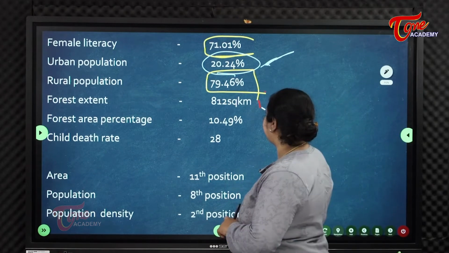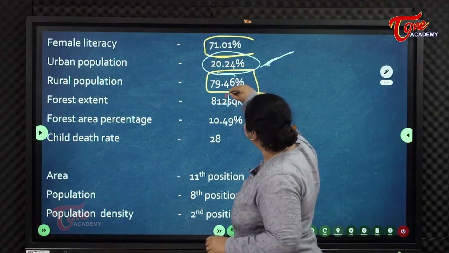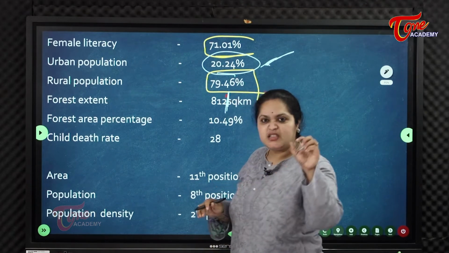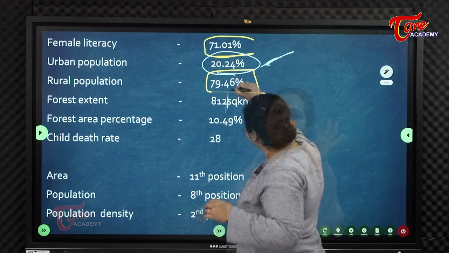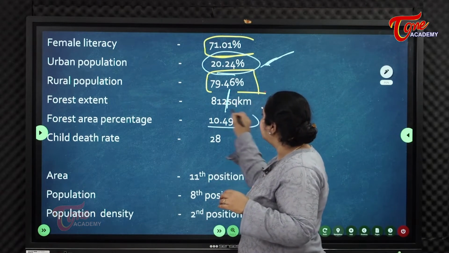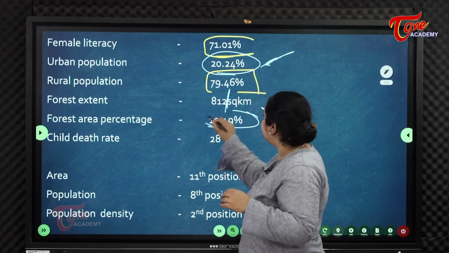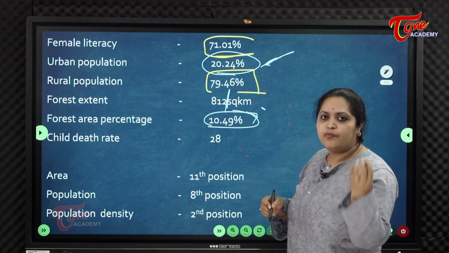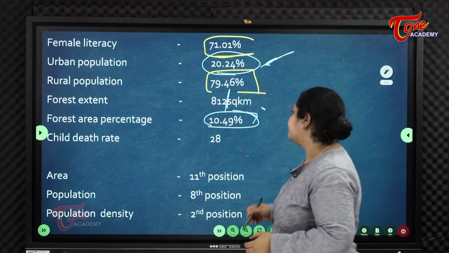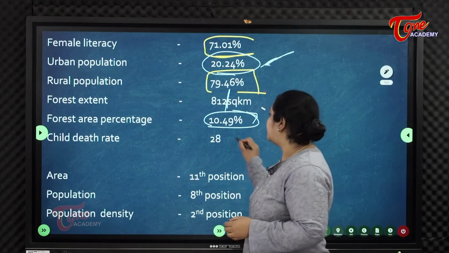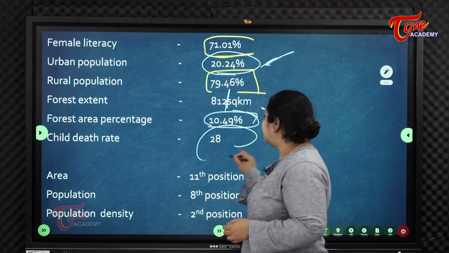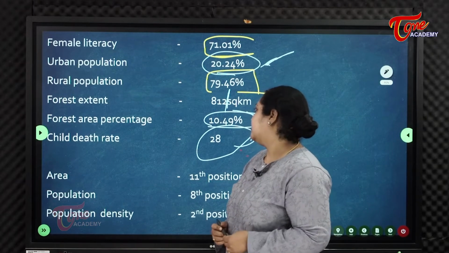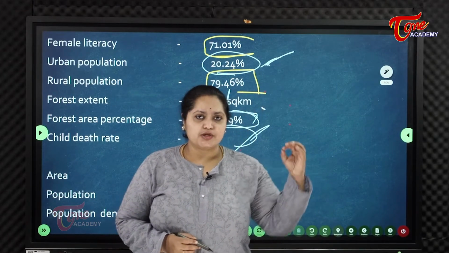Forest extent, 812 square kilometers. That's a very small number. West Godavari has only 10% of forest, 10.49% of forest cover. So green cover is very less in this district. Child death rate is 28. So these are the demographics of West Godavari.